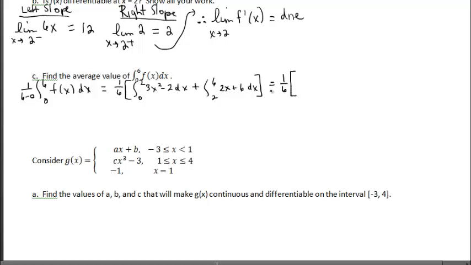Okay, let's find the antiderivative. X cubed minus 2x, we're going to evaluate that from 0 to 2, plus the antiderivative x squared plus 6x, evaluated from 2 to 6.